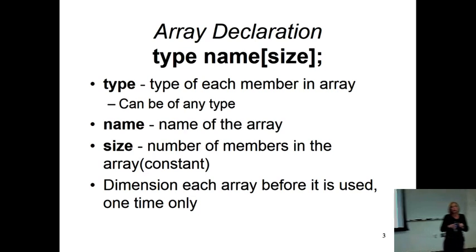Because when the array is declared, the same thing happens as when a variable is declared. What happens when a variable is declared? Space is allocated in memory. When an array is declared, space is allocated in memory. So the size must be known. Does that make sense? Okay? I'll go over this again.